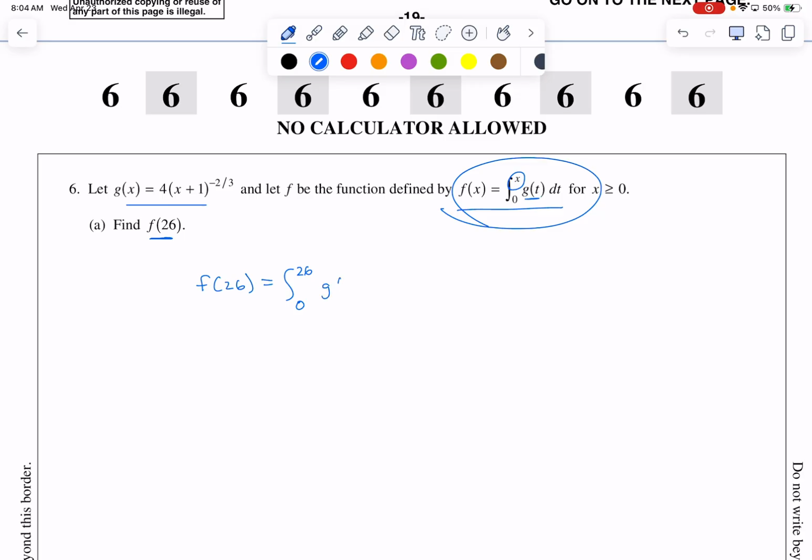Do we know g of t? Did they give us function g? Yep, so all they want you to do is find the area from 0 to 26 of 4x plus 1 to the negative 2/3 power, and they can change them to dx's if you want now. You can change it all to x's. You don't have to use t's anymore.